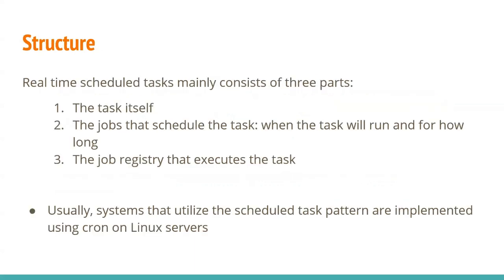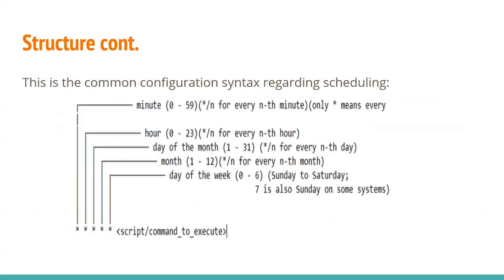So let's start with the structure of the pattern itself. Real-time scheduled tasks mainly consist of three parts: the task itself, the jobs that schedule the tasks, so when the task will run and how long it will run, and the job registry that executes the task, so the method that would actually run the task itself. Usually systems like this using the scheduled task pattern are implemented using cron on Linux servers, but you can also do this through Java or Python. It is pretty lenient with that.